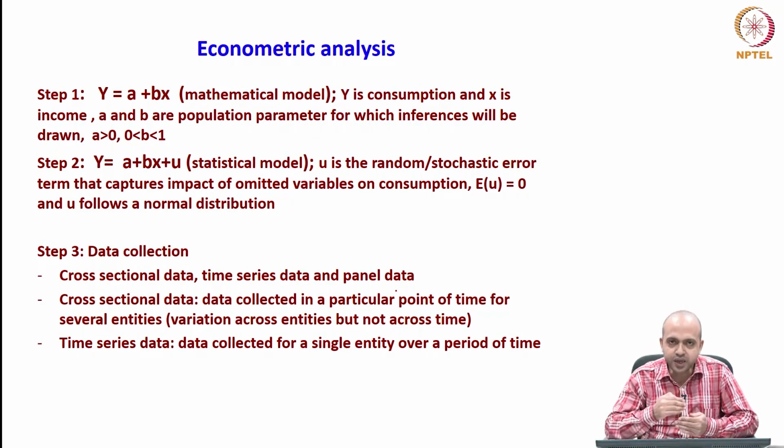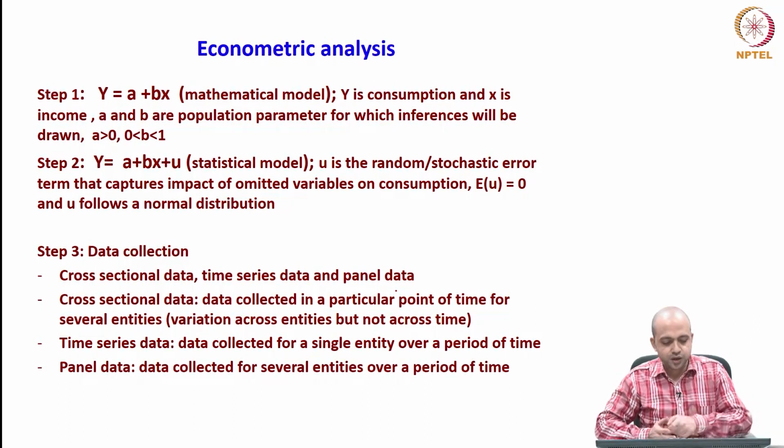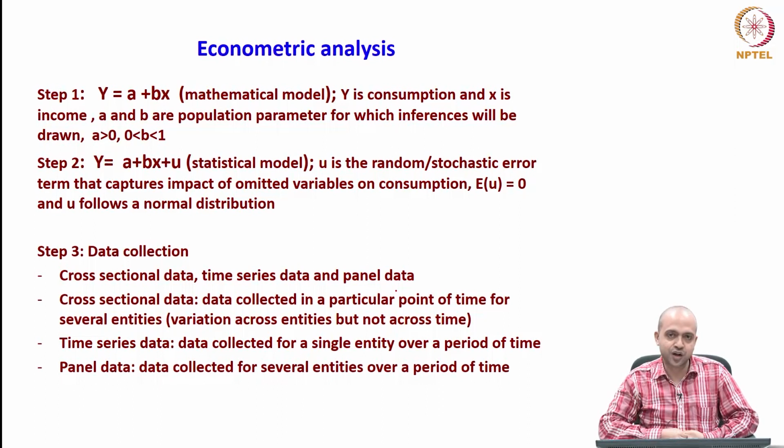And if you combine this cross section and time series, then you are going to get a cross sectional time series data or panel data, right? Panel data. So, that means in panel data you have characteristics of both time series as well as cross section. Okay? There is variation across entities, there is variation across time periods. If that is the case, then it is called panel data.